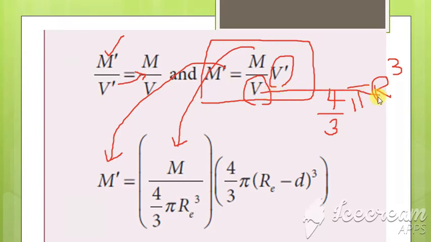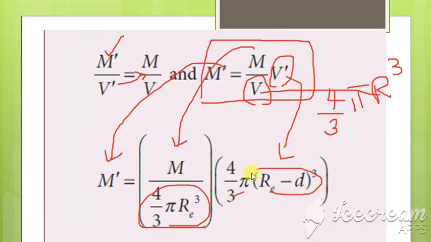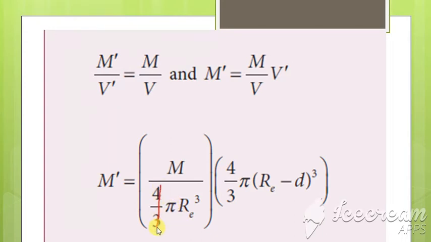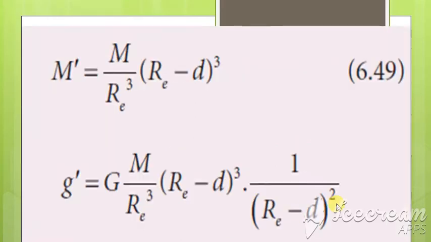For v we are writing 4 by 3 pi Re cube. Okay, for v dash we are writing 4 by 3 pi, instead of Re we are writing Re minus d the whole cube. Okay, now in this the 4 by 3 and also the pi get cancelled. Okay, so we get m dash equals m into Re minus d the whole cube divided by Re cube. Okay, so that equation is being written here.